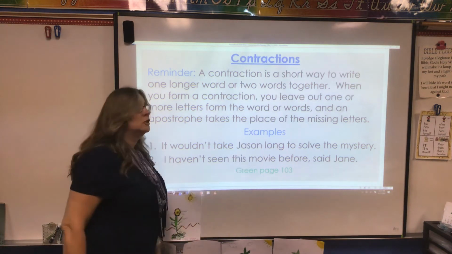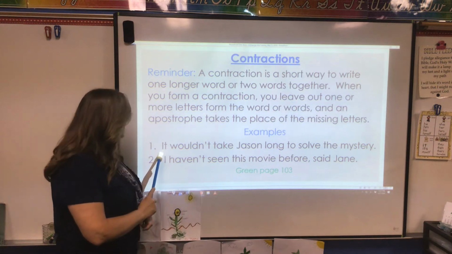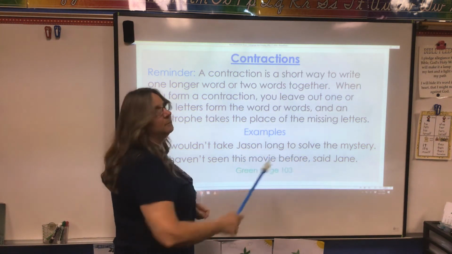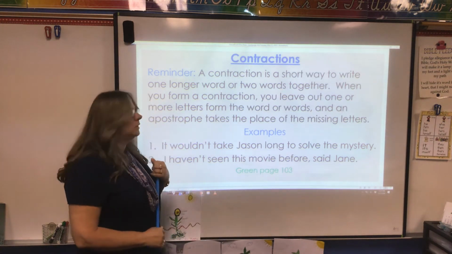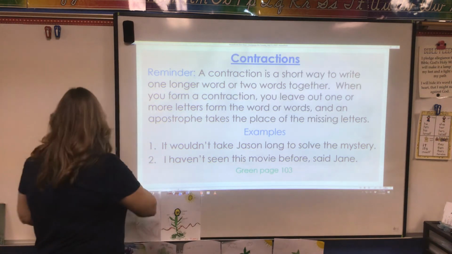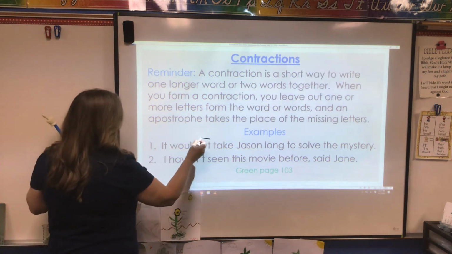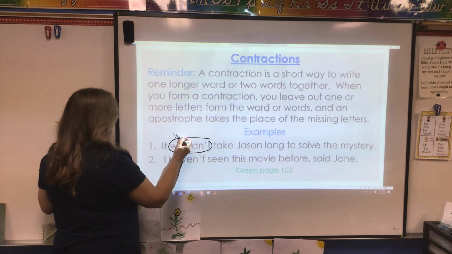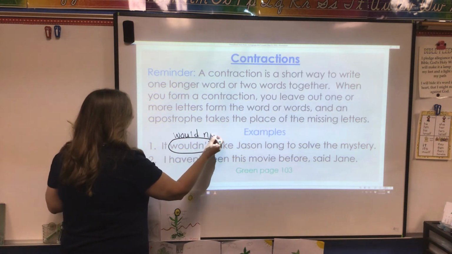I have two example sentences here for you. It says, it wouldn't take Jason long to solve the mystery. So, Mrs. East, what do you think your contraction is here? I think it's would and not. Good job. So I would circle that, wouldn't, and the two words would have been would and not.